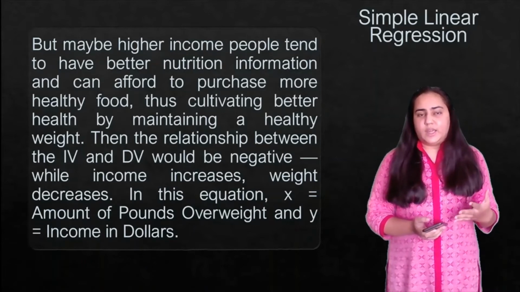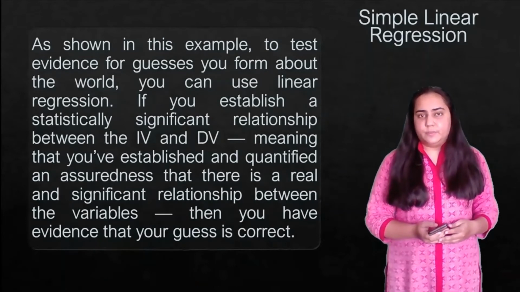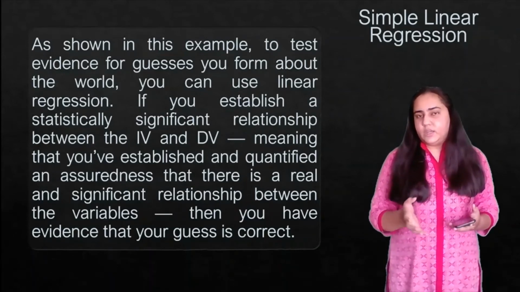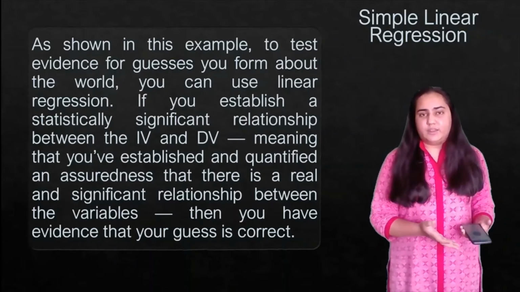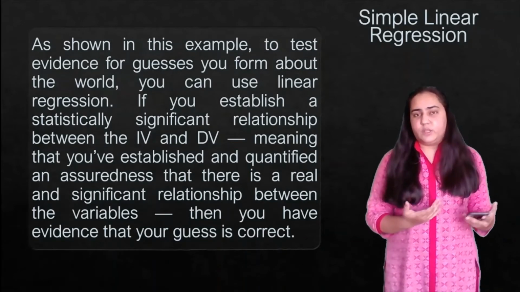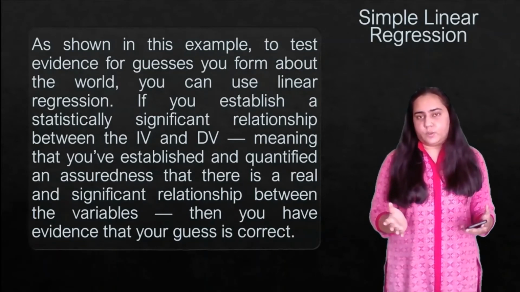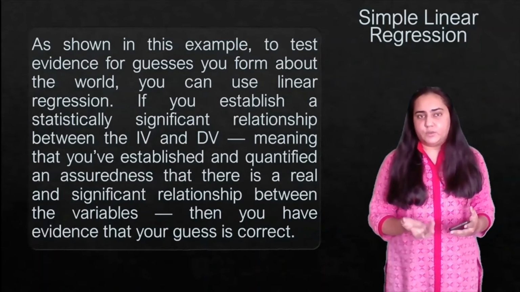So in this equation, X is equal to the amount of pounds a person is overweight and Y is equal to income in dollars. Now, as shown in this example, to test evidence for guesses you form about the world, you can use linear regression. Right now you do not know whether this relationship is linear or not, and you also do not know if a person with higher income is going to be overweight or tends to maintain a healthy weight. So you do not know that right now. And so that's why you would use linear regression to quantify that, to understand that.